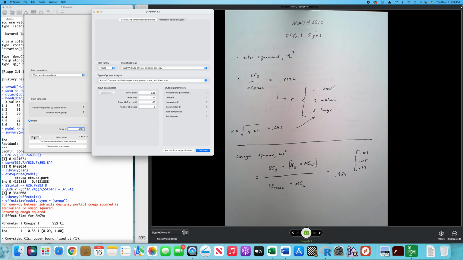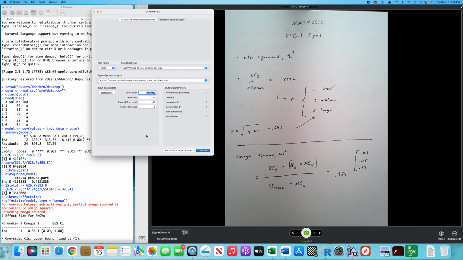All right, so let's calculate. So 0.83, let's transfer to the main window, and then let's close this drawer. And it looks like everything is set correctly, so we calculate. So our total sample size that we would need would be 18 to get a power of 0.83, right? And so we have adequate power with the sample size, I think there were 9 in each professor, so I think we have a sample size of 27.